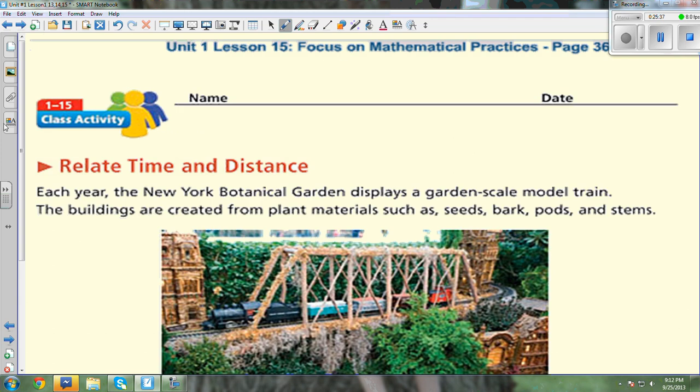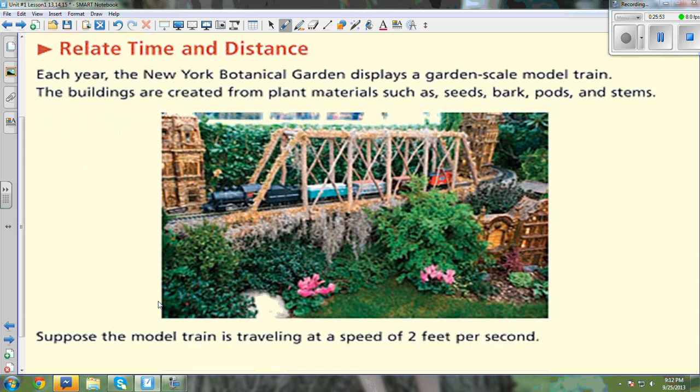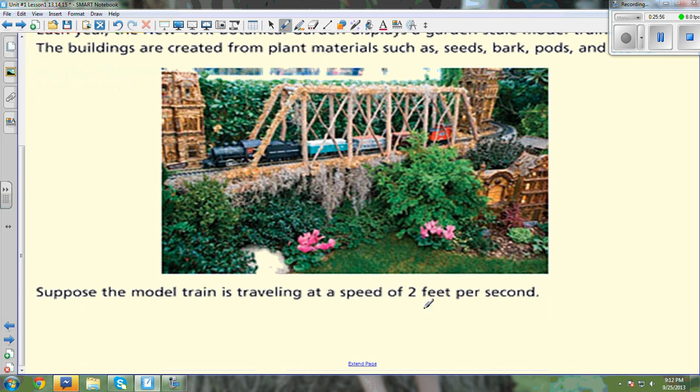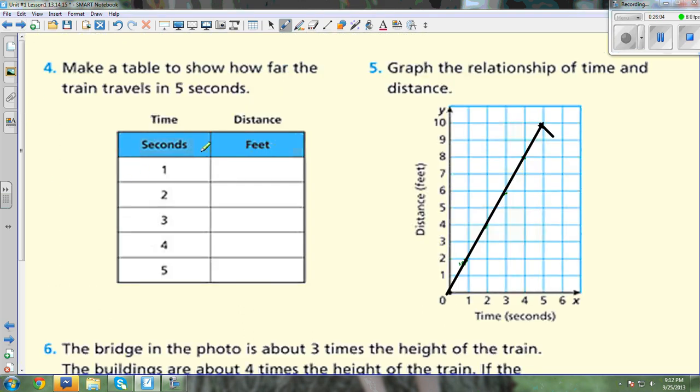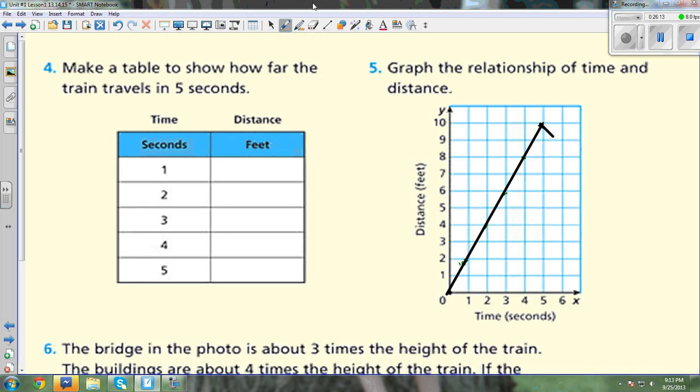All right. Relate time and distance. Each year, the New York Botanical Garden displays a garden scale model train. The buildings are created from plant materials such as seeds, bark, pods, and stems. Suppose the model train is traveling at a speed of 2 feet per second. So that's our data, 2 feet per second. All right, let's move on. Make a table to show how far the train travels in 5 seconds. So it's 2 feet per second. So I'm just going to write that there so I don't have to keep going back.